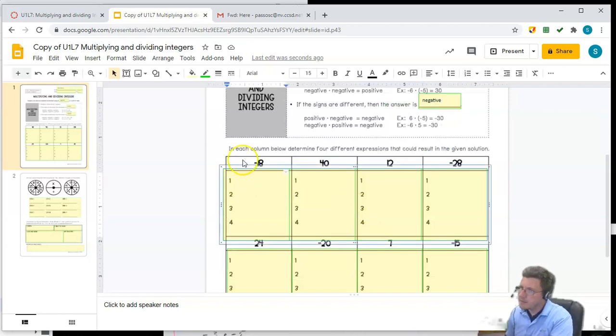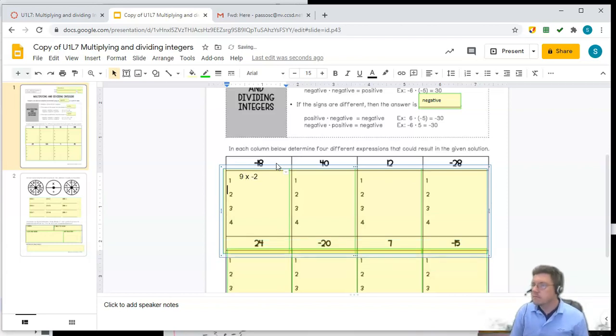So now it says here in each one of the columns below, determine 4 different expressions that could result in the given solution. Now, our focus is on negatives and positives. To get a negative answer, we want one positive number and one negative number. So we could do 9 times negative 2. We could do negative 3 times 6.